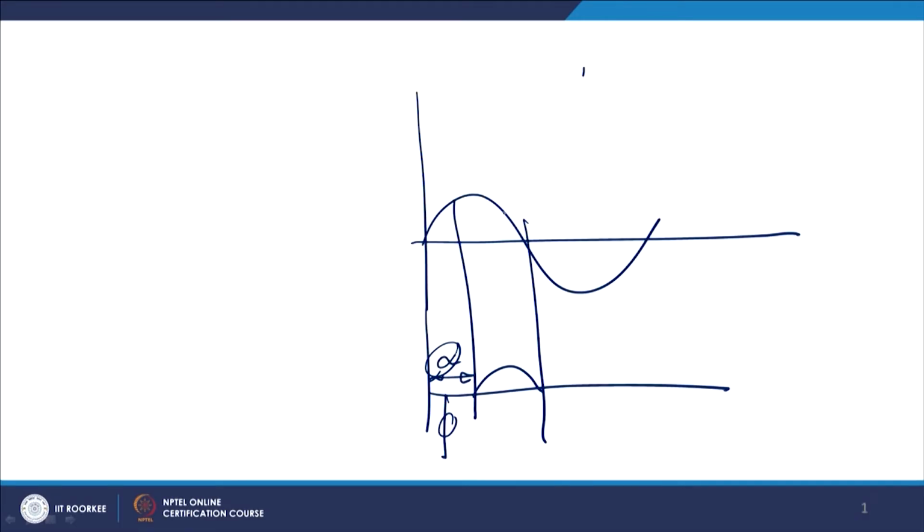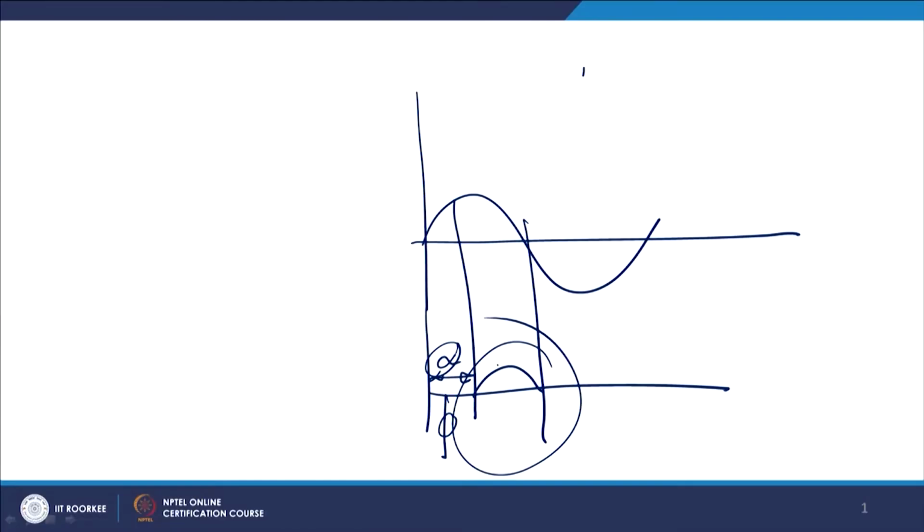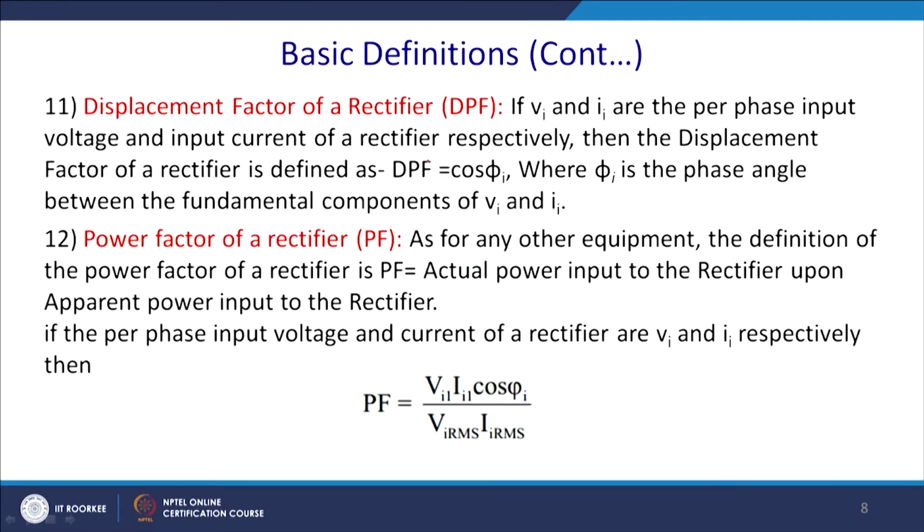So, we assume that the voltage has only a fundamental, while the current has a lot of harmonics. Whatever its fundamental phase difference is with the fundamental voltage, that will be defined as DPF. Power factor of the rectifier: as for any equipment, the definition of the power factor of a rectifier is the actual power of the rectifier upon the apparent input power of the rectifier.